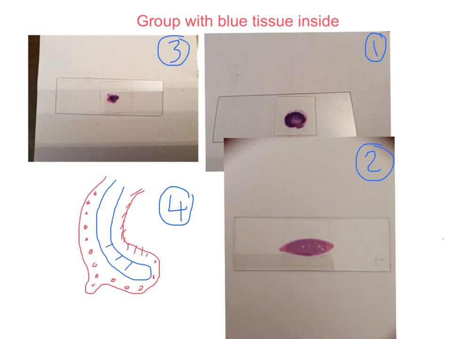Actually, the first 3 slides contain lymphatic tissue, while the 4th slide contains cartilage. If we look at the first slide, you will notice that it is almost kidney or bean shaped, and it has a dark blue tissue on the surface while the center is red in color. So it is covered by the blue tissue at the cortex, and the red center is the medulla.